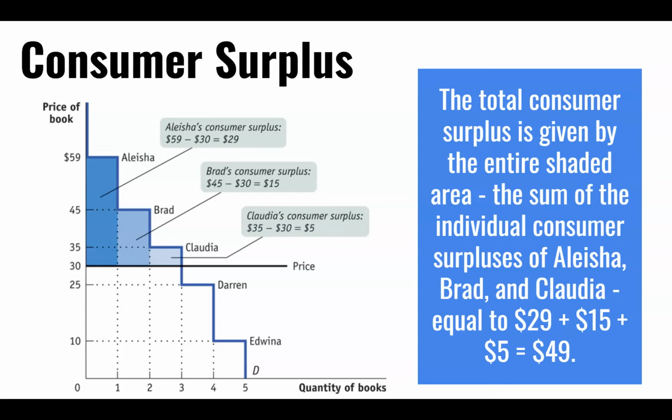And if the price is $30, then Brad has $15 in surplus. He was willing to give up 45 bucks. He only has to give up 30. 15 still in his pocket. Claudia has a $5 consumer surplus. So if the price is $30, in this example, the total consumer surplus would be the sum of all the individual surpluses. So Alicia's, Brad's, and Claudia's added up together tells me if the price is $30 in this market, there's $49 in total consumer surplus. That means all three get their book and they have $49 left over.